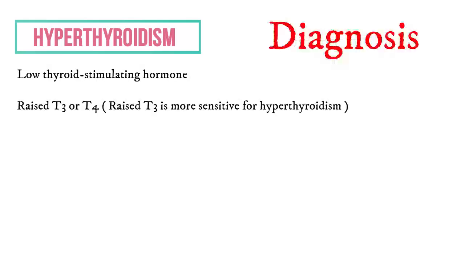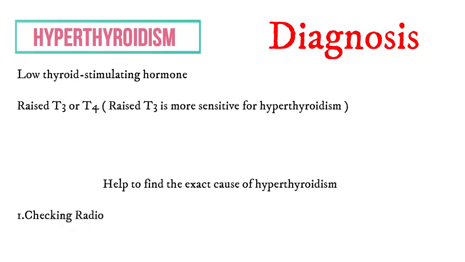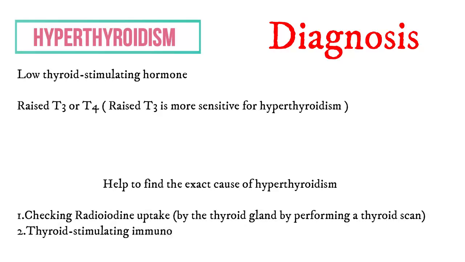Now, we will talk about how to diagnose this disease. Diagnosis. In hyperthyroidism, blood tests show a low thyroid-stimulating hormone and raised T3 or T4. Raised T3 is more sensitive for hyperthyroidism, as there are occasional cases of isolated T3 thyrotoxicosis.